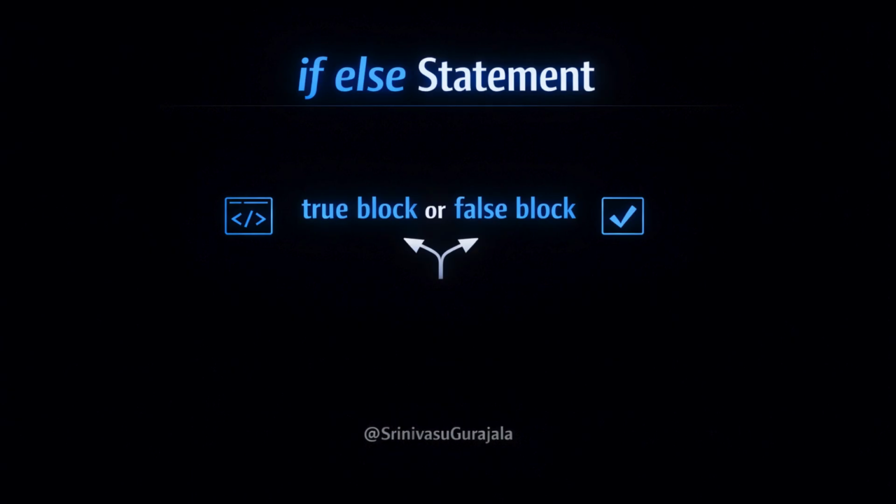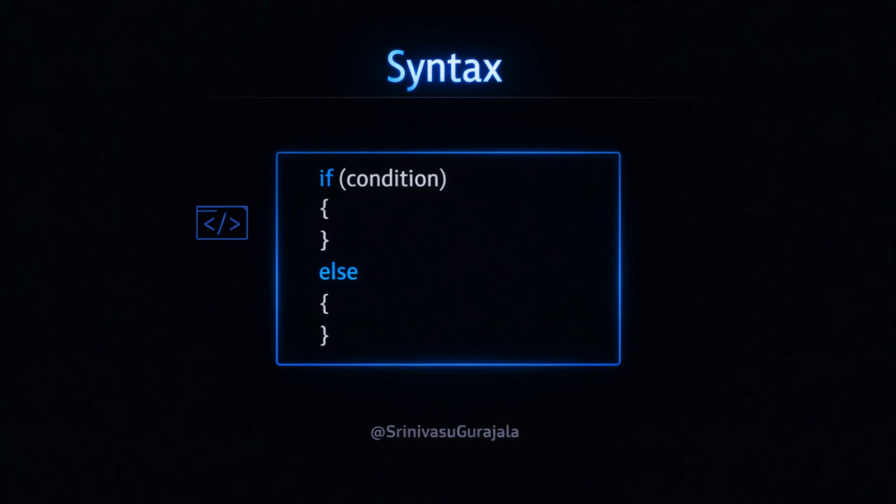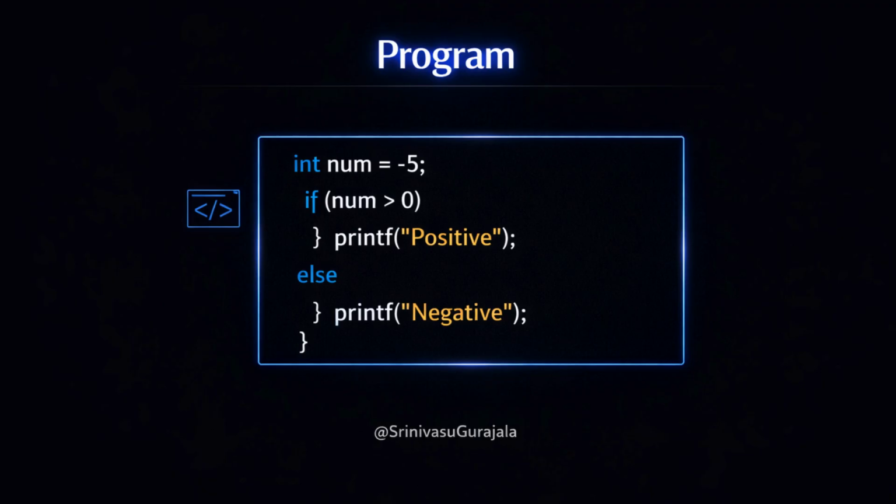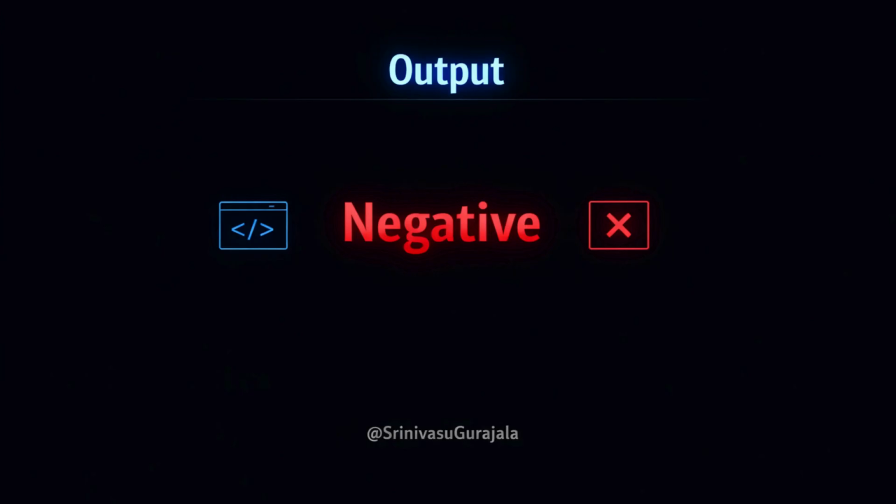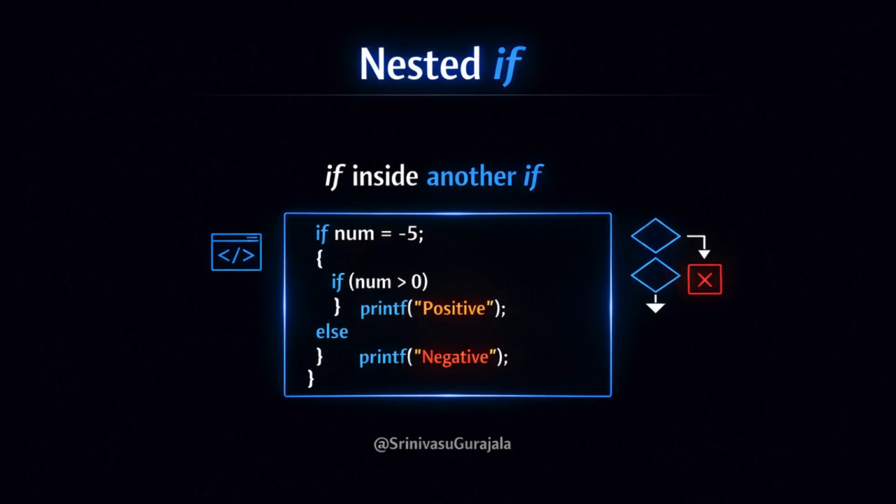Next is the if-else statement. It is used when we have two choices, true or false. If the condition is true, if block executes. Otherwise, else block executes. In this example, num is equal to -5. We check whether it is greater than 0. The condition is false, so the else block executes. The output is negative.